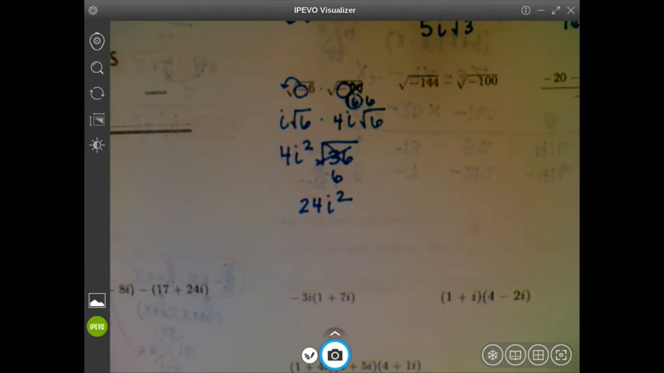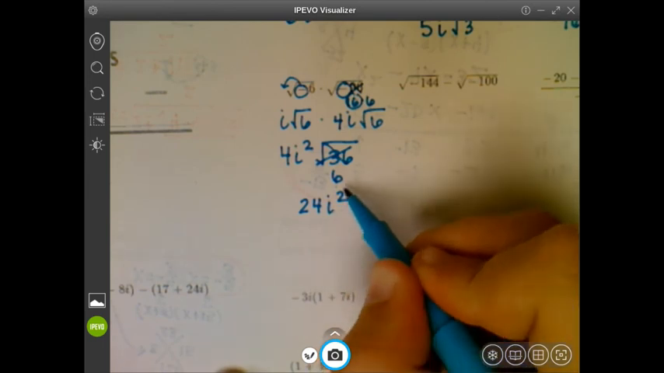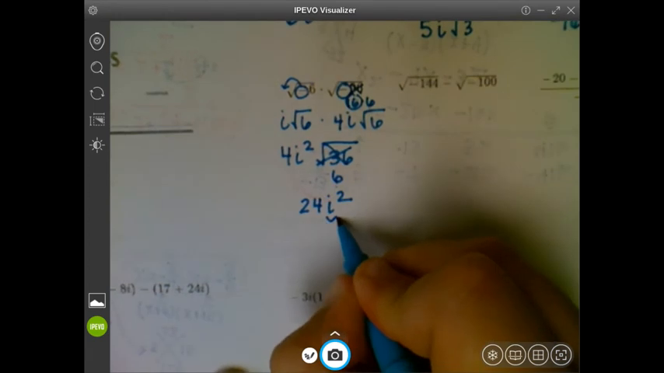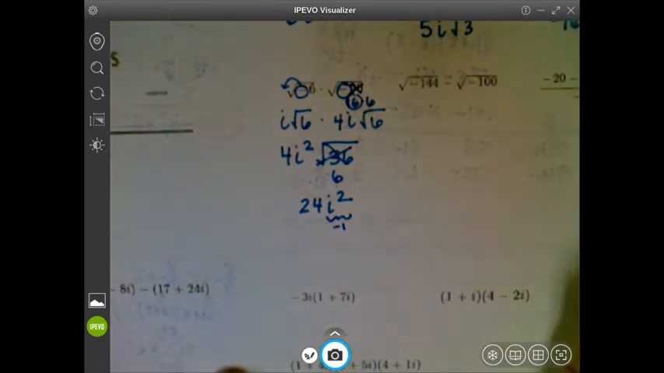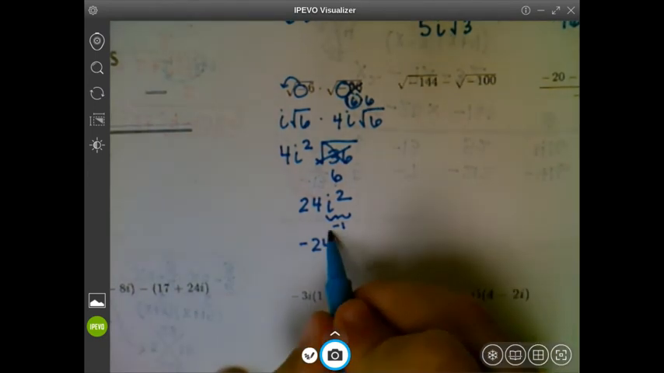And then there's one more thing, and this is the really cool thing about the imaginary number system: if you have an imaginary number squared like this, it actually turns it back into a real number. This piece here, i squared, is equal to -1. So this would be 24 times -1, which is -24.